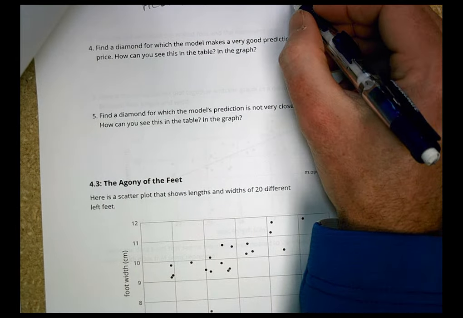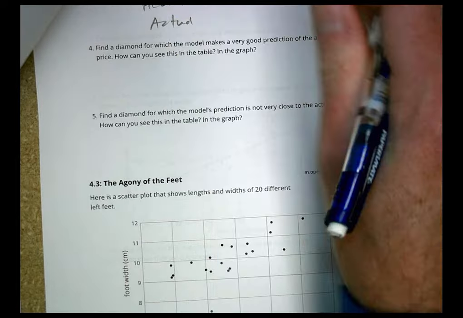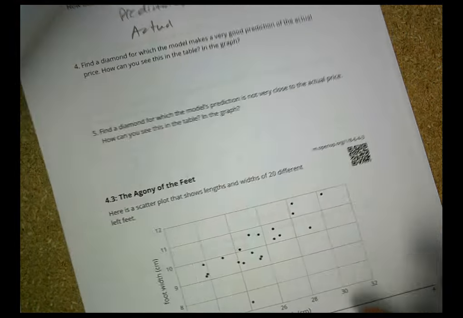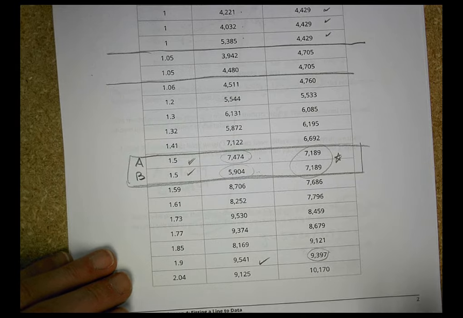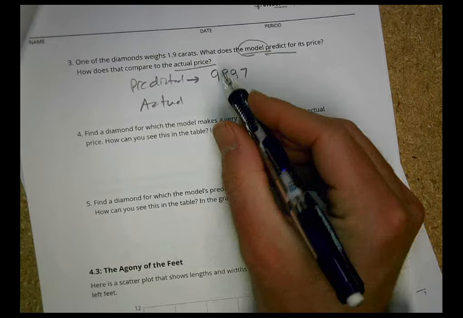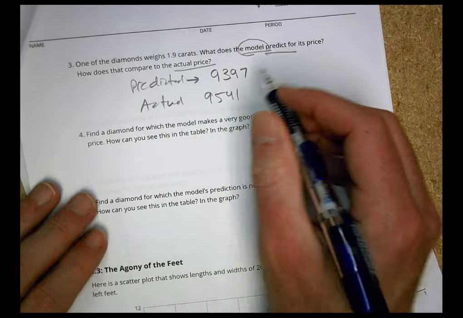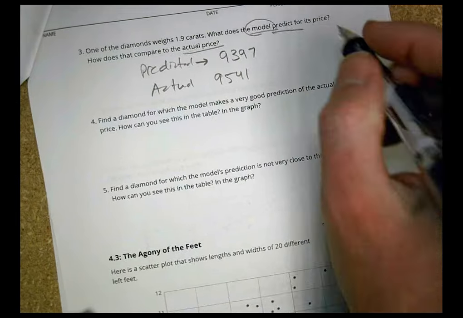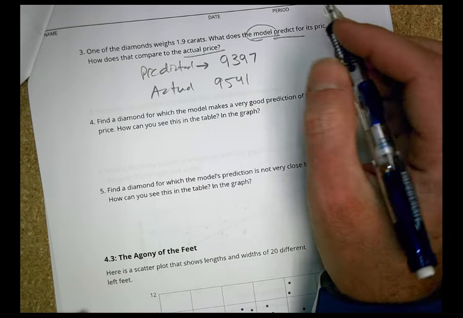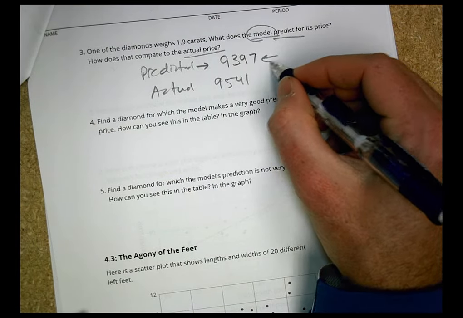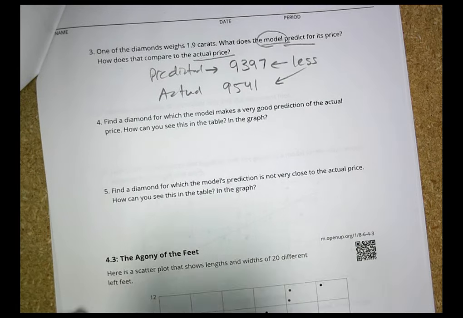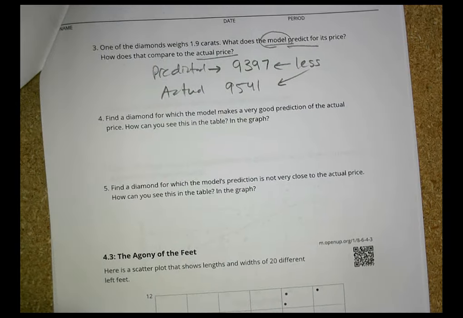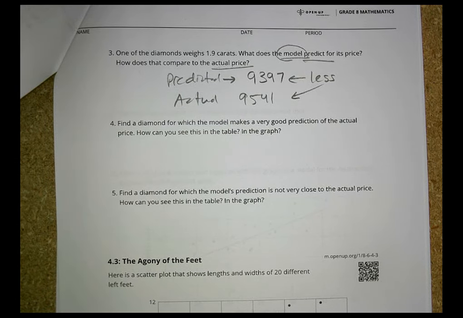The actual price of that diamond, because of flaws or whatever else it might be, was $9,541. So how does the prediction compare to the actual? The prediction was actually less than the actual value. So the prediction had it coming in less than the actual value, so it was a little bit under predicting in that case there.